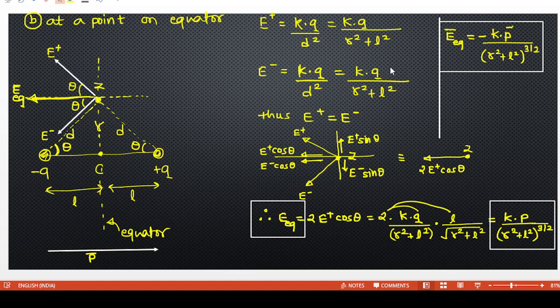So these are the electric fields at a point on the equator and at a point on the axis of an electric dipole. Now sometimes we have a case of a special dipole. That special dipole is called a short dipole. Write down. Next heading: electric field due to short dipole.